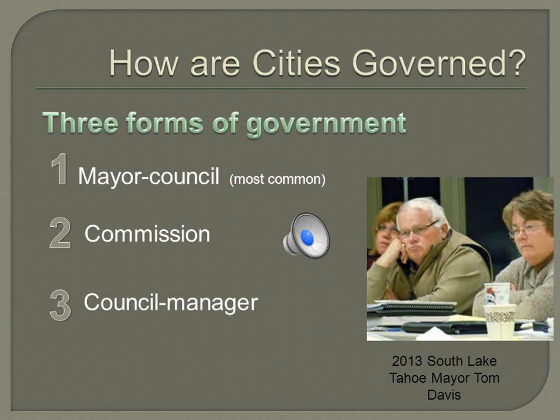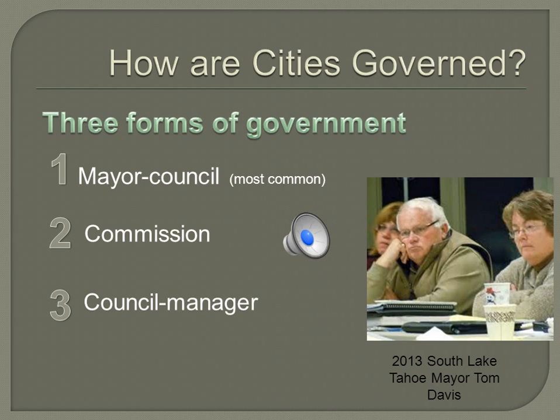So how are cities governed? Well, government is a Latin root for the state of being directed. The ment part of government means state of. Govern means to direct. So how are cities directed? There are three forms of government, main forms of government you'll find in a city. And we're going to go more deeply into each one of these.